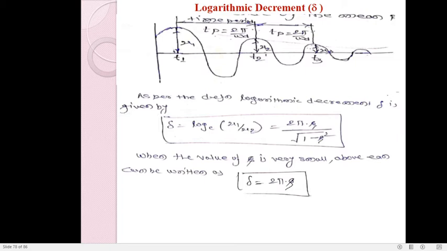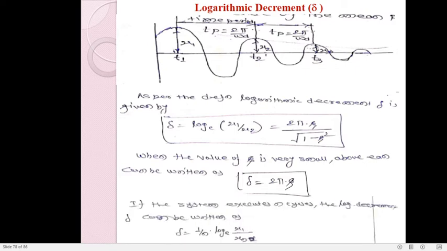These are the relations for finding the value of delta. Sometimes you have the value of delta, then they might ask you to find the value of zeta, then you can use this relation. If you have the value of zeta, then also you can find the value of delta. So these equations you need to remember properly. This will help you to solve the numericals or problems based on this concept.